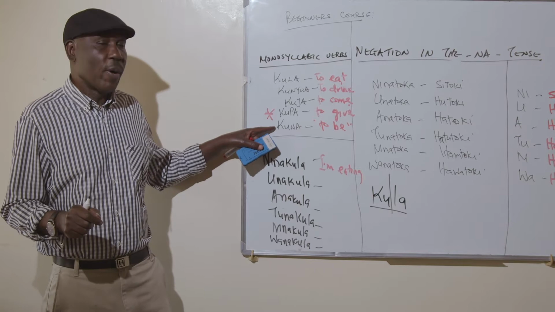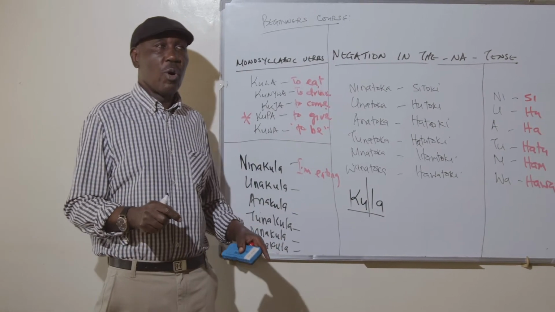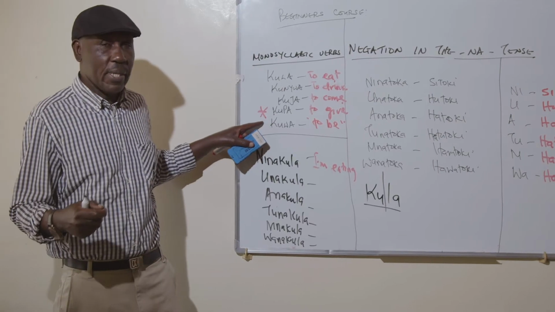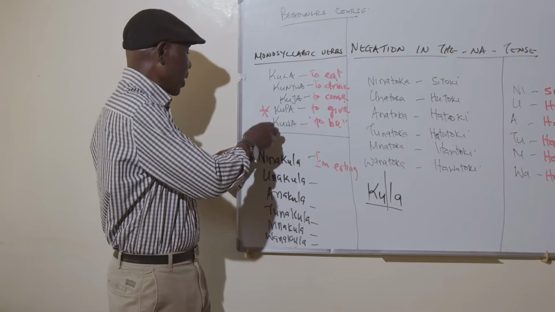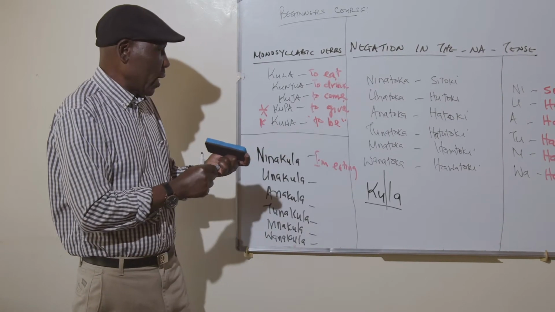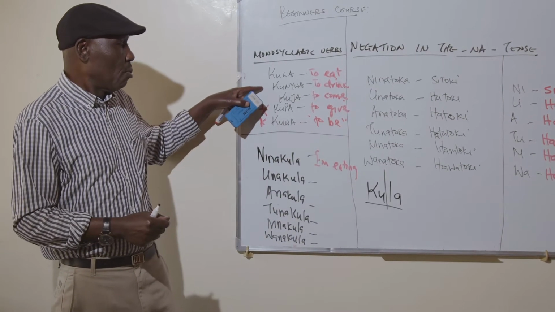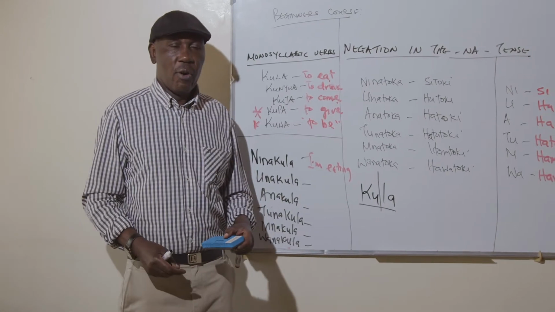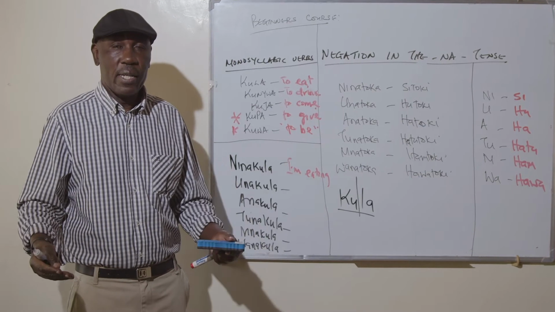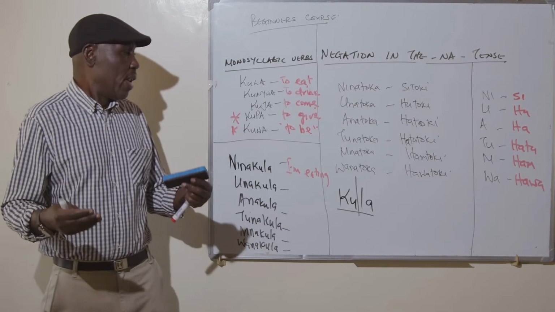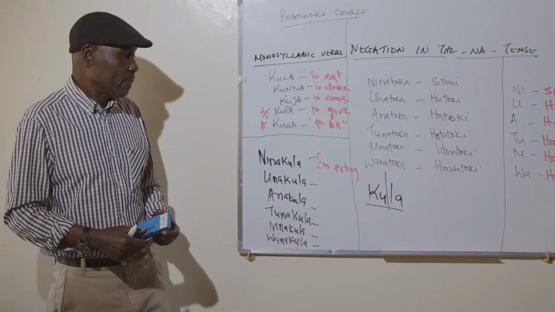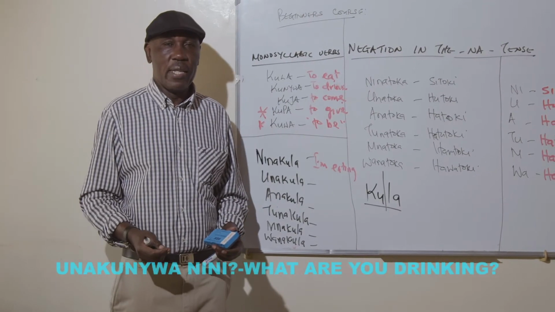Then we have the verb kuwa, which is to be. It also is used in some category. You cannot use it in the present tense, so we also shall keep it in suspense. So the only verbs that you can deal with now are kula, kunywa, kuja. So I would say ninakula, ninakuja, or ninakunywa.